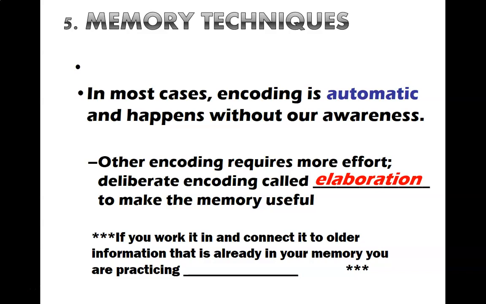Now, what's meant by that up at the top? You didn't have to make flashcards to remember what you had for breakfast this morning. Okay, you did it, you were there, you know it. Other encoding requires more effort, deliberate encoding called elaboration, to make the memory useful. If only those parts of the brain were as easy to remember as what you had for breakfast this morning. If you work in this new information and connect it to older information, then you are practicing assimilation. And that in itself also helps with memorization, if you're building on a foundation that's already there as opposed to starting from scratch.